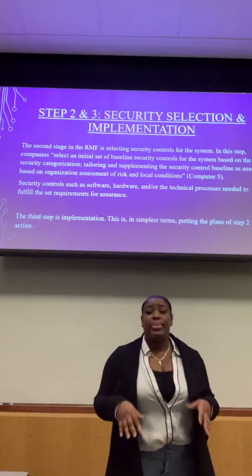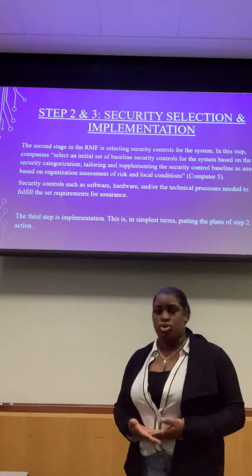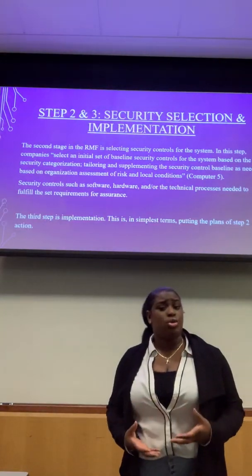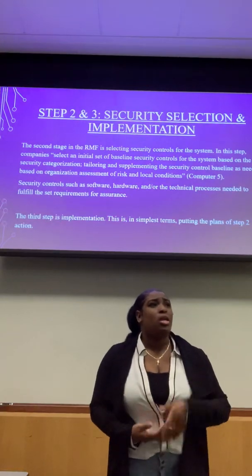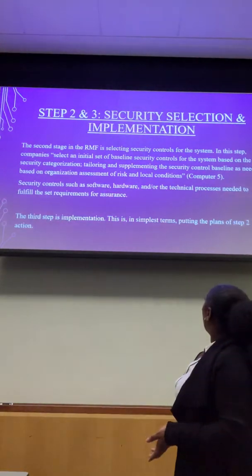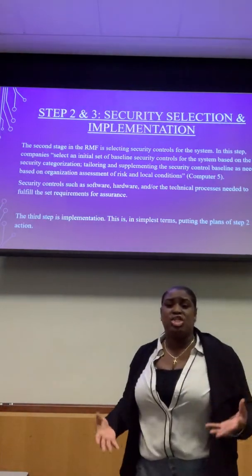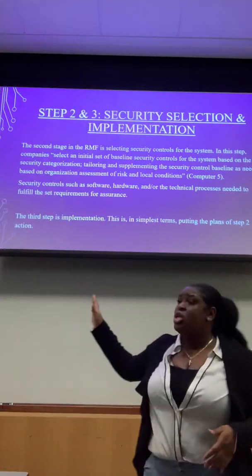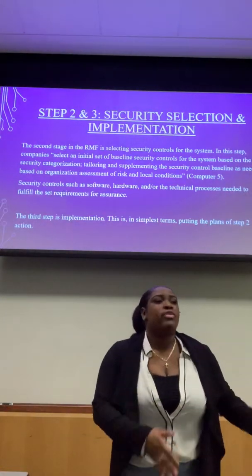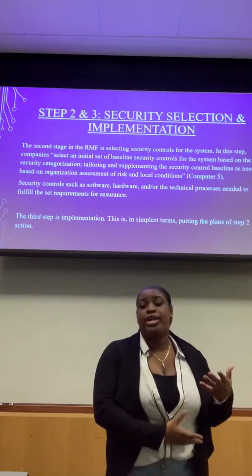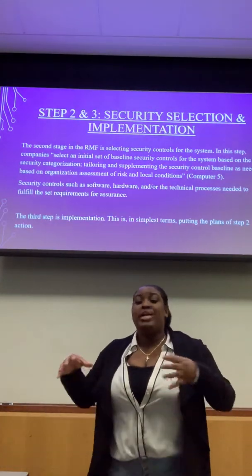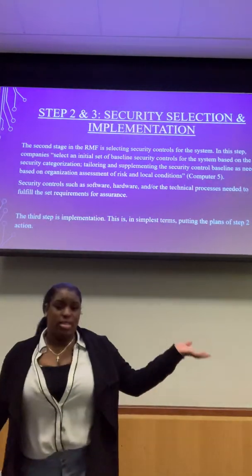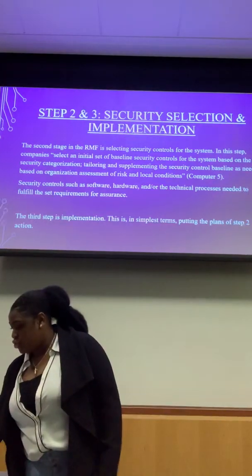Step 2 and 3 I combined together simply because step 3 is a short step. So step 2 is pretty much just the company selecting their security controls, and the security control can be hardware, software, or any technical processes needed to just assess and gather their assets. And the third step is pretty much just putting step 2 into action. So whatever security controls that they gathered in step 2, they'll actually put that to use and turn that into action during step 3, which is why it is called the implementation process or step.